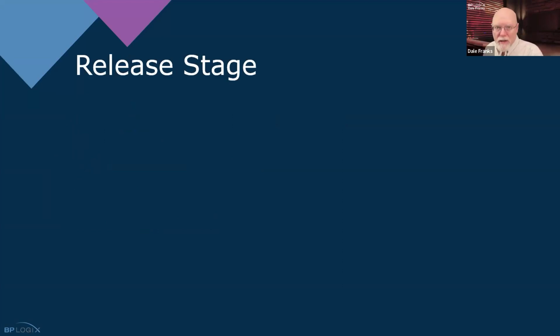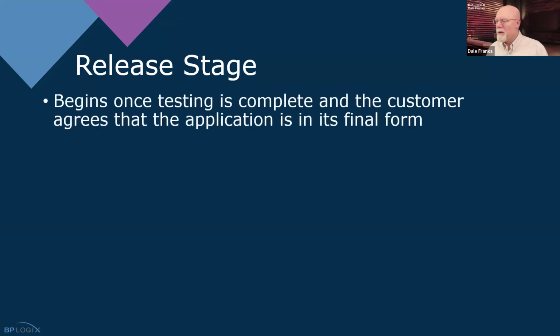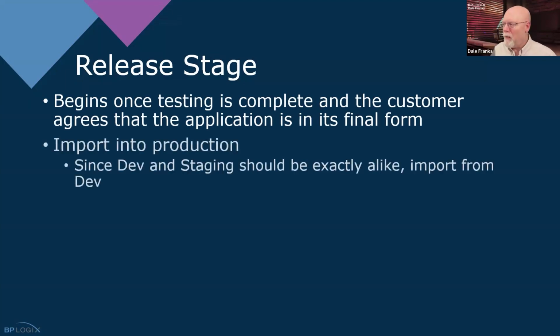Once your testing is over, you've made all the revisions. Optimally, your first customer, the person who commissioned the app, is happy. Your second group of customers, your test subjects, they're all happy. Well, we now reach release stage. Our application is now in its final form.